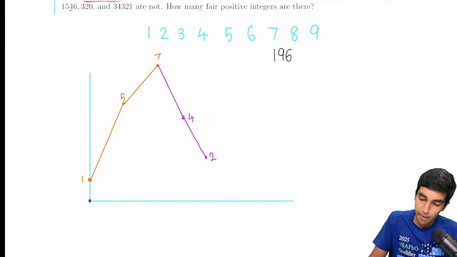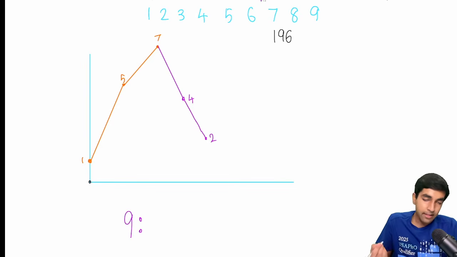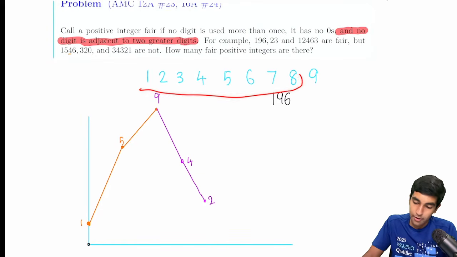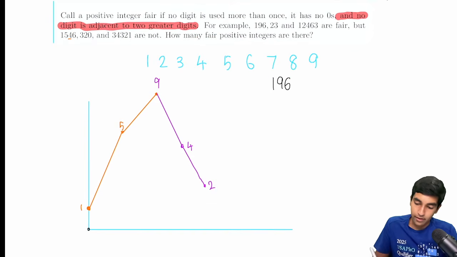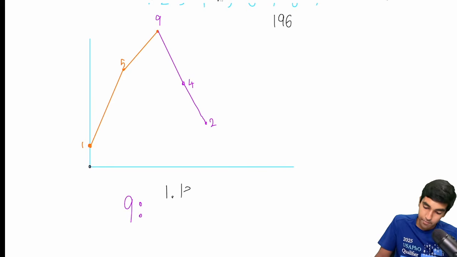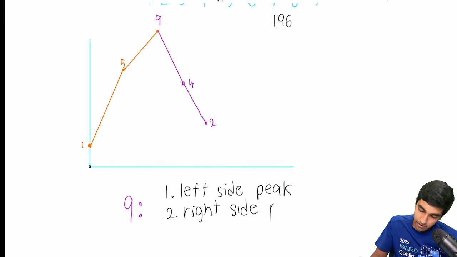So let's count them by our peak. Let's try to count how many cases per peak. So let's say our peak is 9. So let's say instead of 7, this was a 9. How many numbers are there, right? We have these other 8 digits. Well, here's a trick, right? Each digit can go on either the left side of 9, left side of peak, it can go on the right side of peak, or it can go nowhere at all.